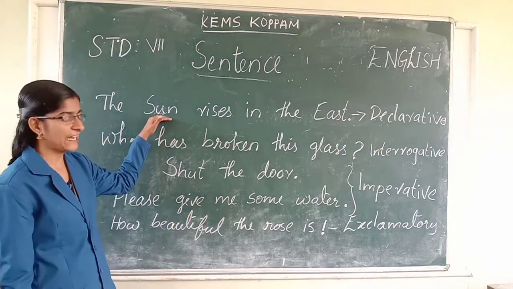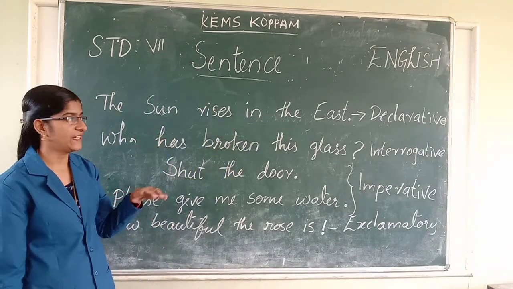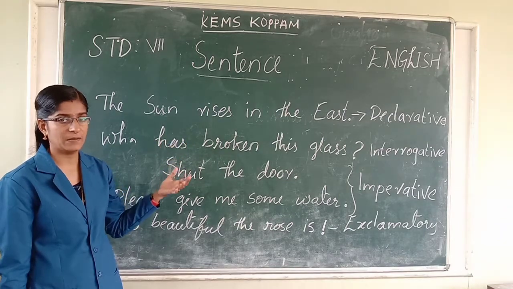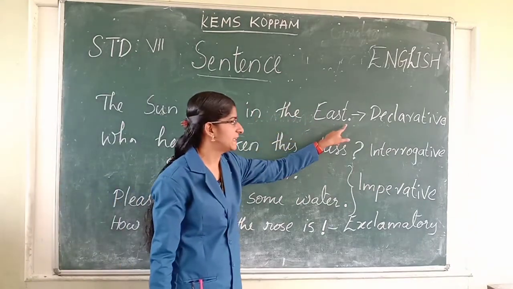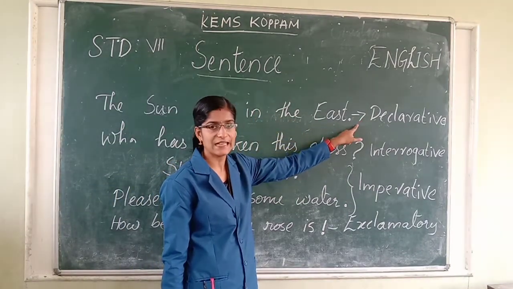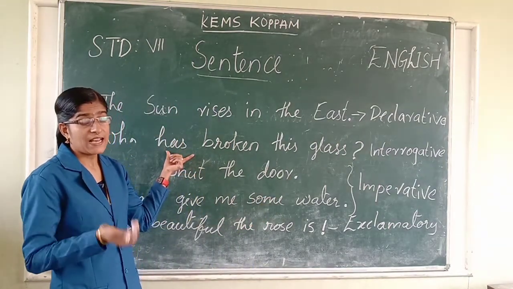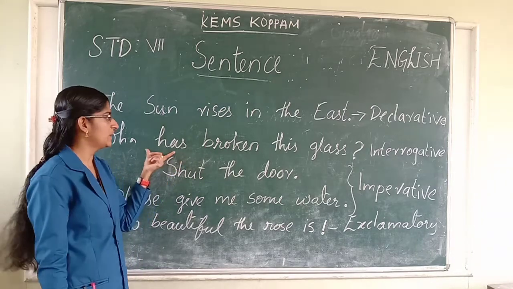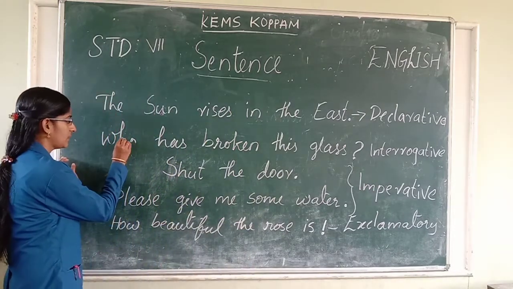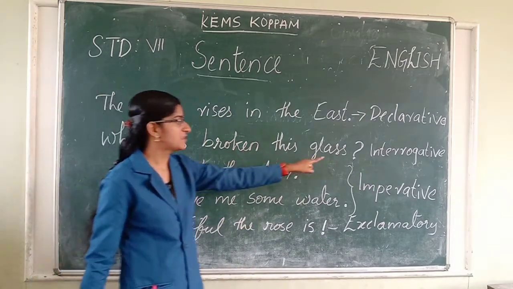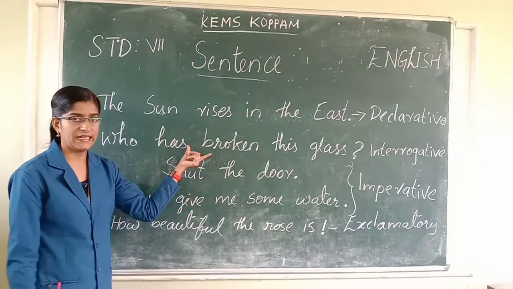First one, statement or declarative sentence. It gives us an information. It declares something. It states something. It says something. So it starts with a capital letter and ends with a full stop. This is called declarative sentence. Second type, it asks us a question. So it is called interrogative sentence. It starts with a capital letter and ends with a question mark. So it is interrogative sentence.